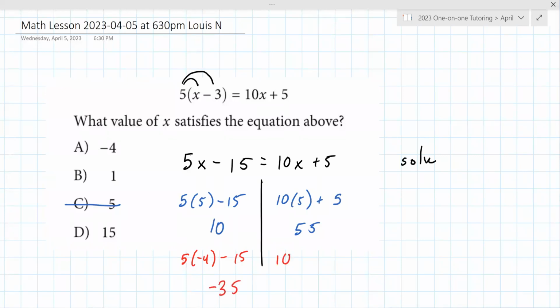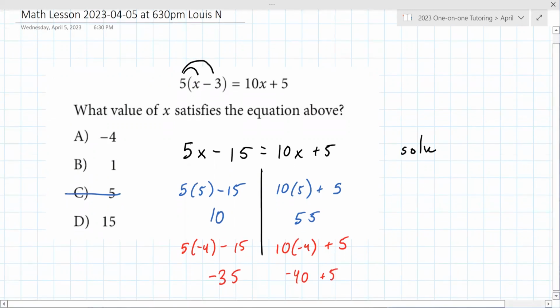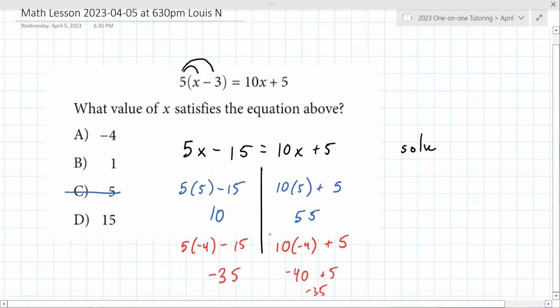Now let's do it over here. 10 times -4 plus 5. Oh, so that's also too high because that would be negative. No, that's exactly right, actually, because 10 times -4 is -40 plus 5 would be -35. Negative 35. So yes, that is the correct answer.